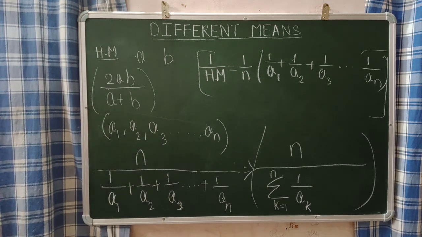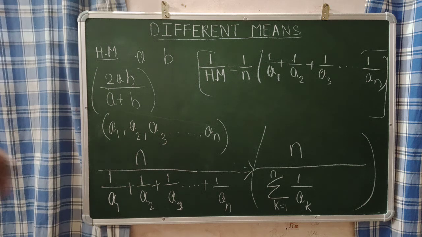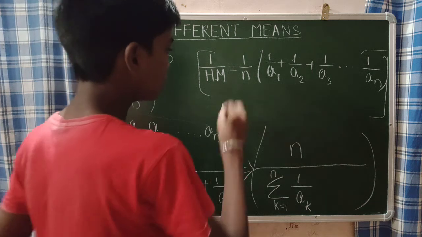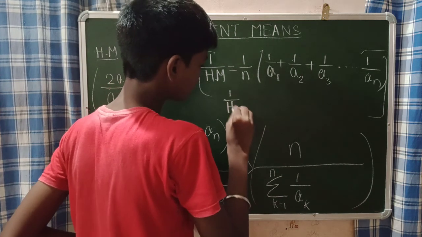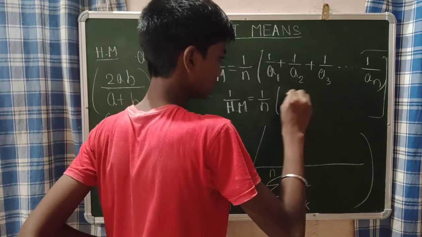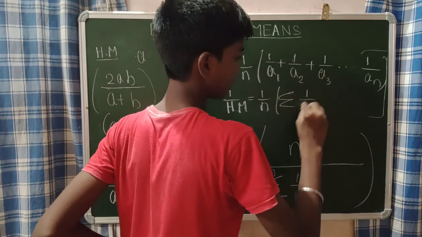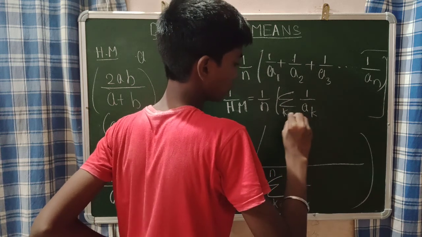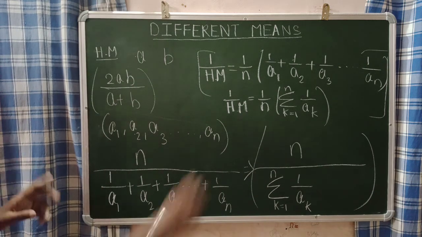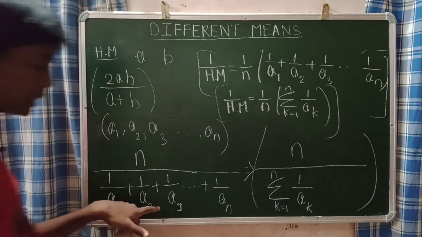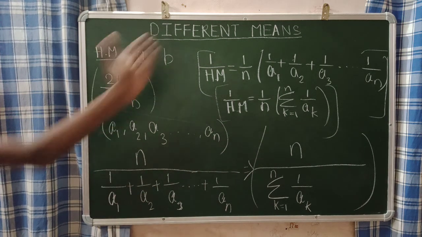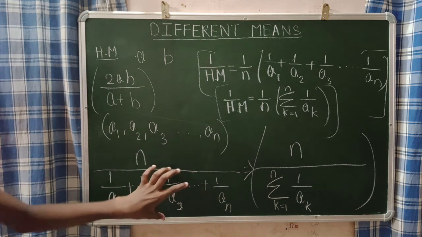That's all guys. So 1 by HM is equal to 1 by n into 1 by a1 plus 1 by a2 plus 1 by a3 all the way to 1 by an. You can also represent it in this sigma notation. Okay, so I will write here: 1 by HM will be equal to 1 by n into the summation of 1 by ak, k is equal to 1 to n. That's all. Very simple. Like this also you can represent. Just by using this particular expression I am deriving this. I am just taking the reciprocal of HM. 1 by HM will be the reciprocal of this particular expression.